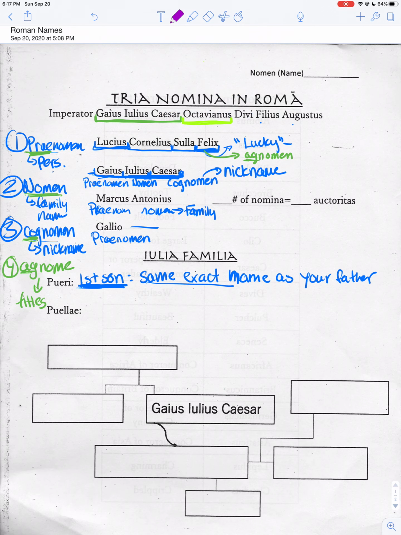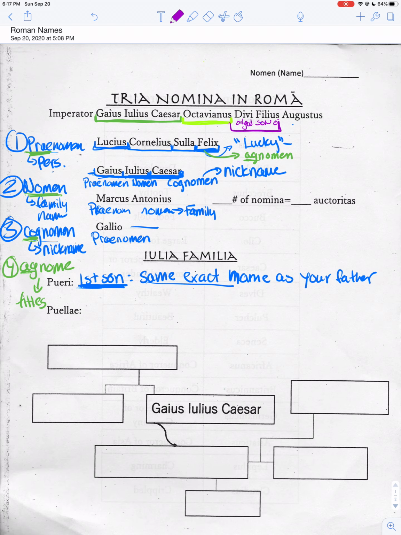And then later on, after Caesar's dead, he wants to honor Caesar. They deified Caesar. And so when they deified him, Octavian, or Gaius Julius Caesar Octavianus, said, you know what, since Caesar is a god and I am his son, obviously I am son of God. So he gave himself Divi Filius. He gave himself that title.